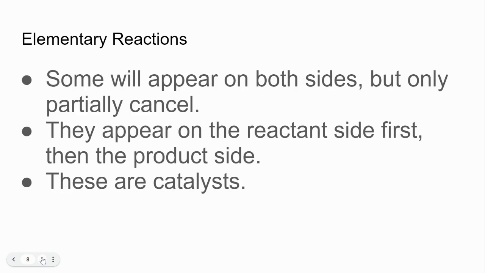Some substances will appear on both sides but only partially cancel out. And if that happens, they end up being written in our overall equation. These substances tend to appear on the reactant side first and then appear on the product side in a later step. These substances are classified as catalysts.